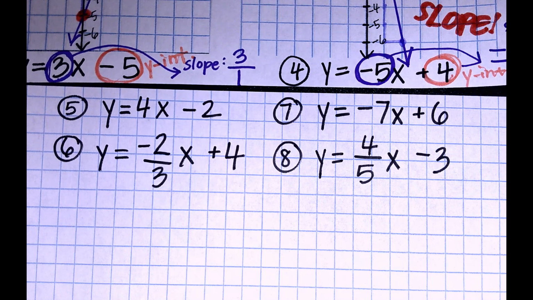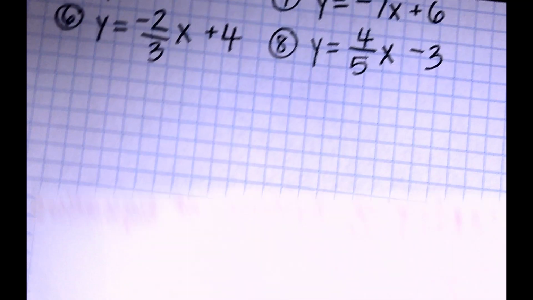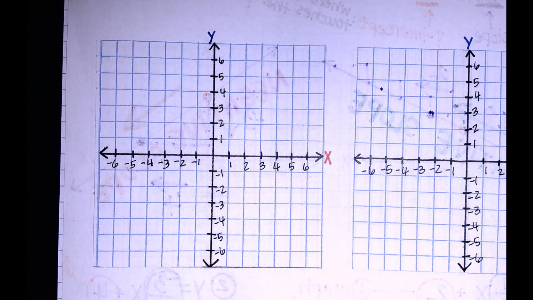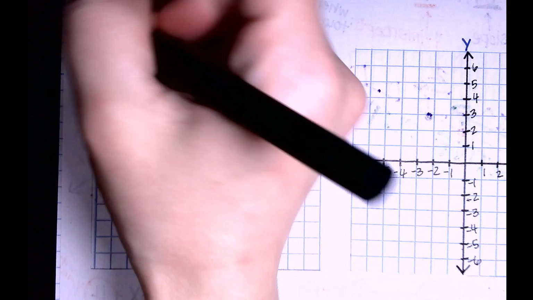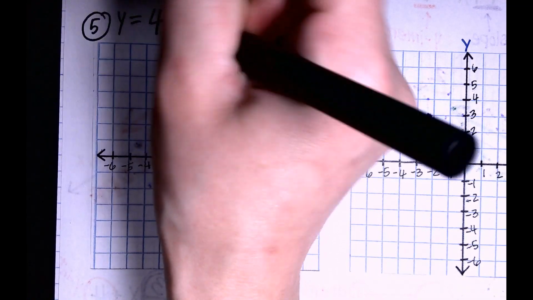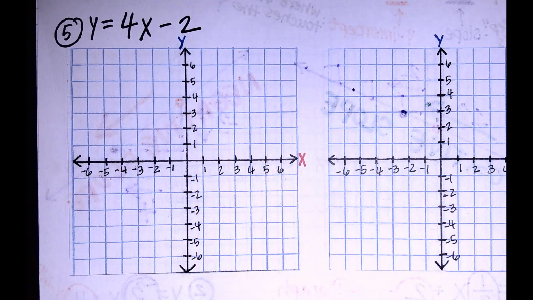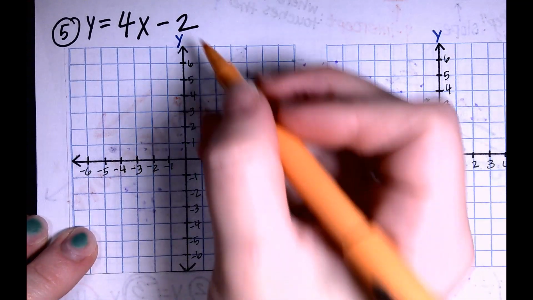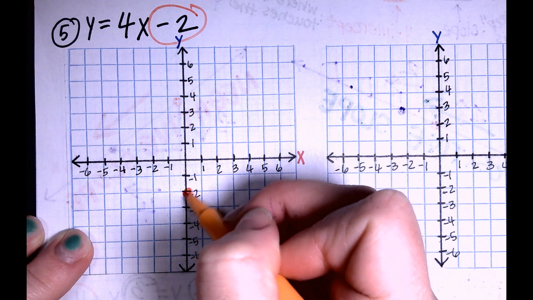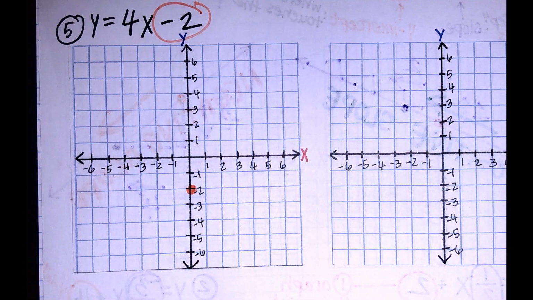So first, we need to look at the graph of y equals 4x minus 2. So let's pull this up, and I'm going to rewrite the problem. Number 5, we have y equals 4x minus 2. What do we do first? Place a dot on negative 2. Perfect. Dot on negative 2 is our first step. Yes, that's our y-intercept.